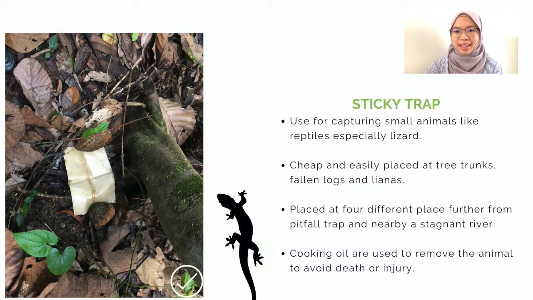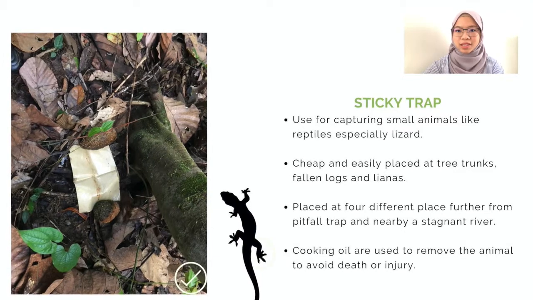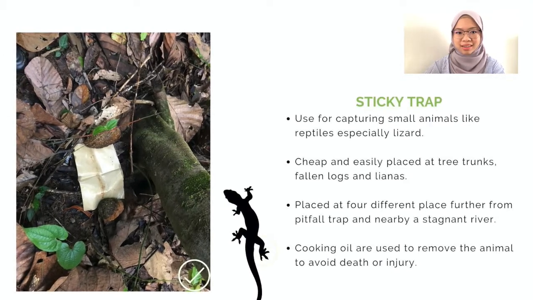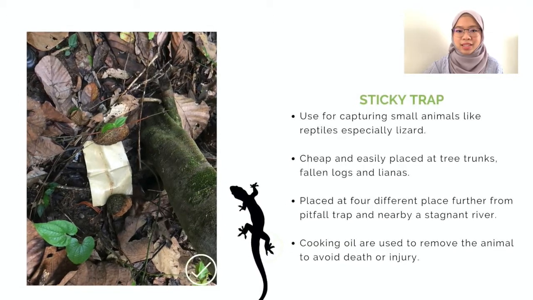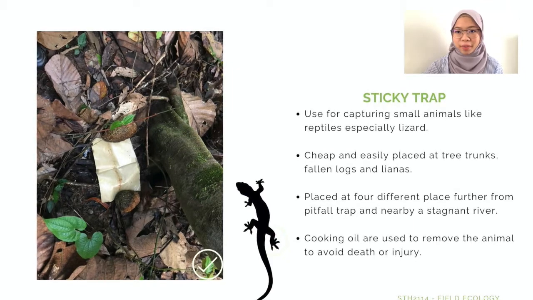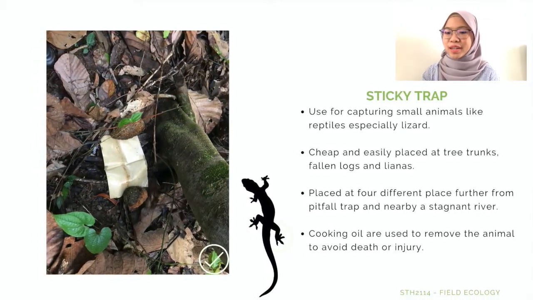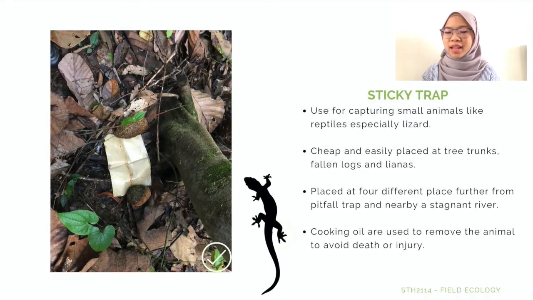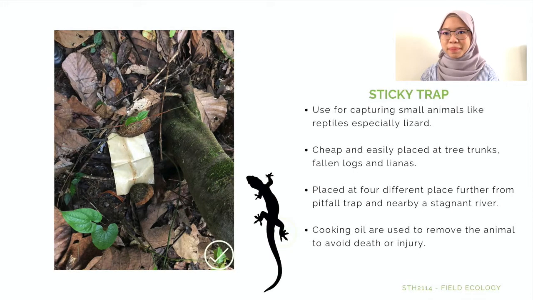Next, the second method is a sticky trap. Sticky trap is used for capturing small animals like reptiles, especially lizards. It is cheap and easily placed. We placed the sticky trap at 4 different places, from the pitfall trap and nearby a stagnant river. To remove any animals that we caught in the sticky trap, we use cooking oil, as it is very good to avoid any death or injury.